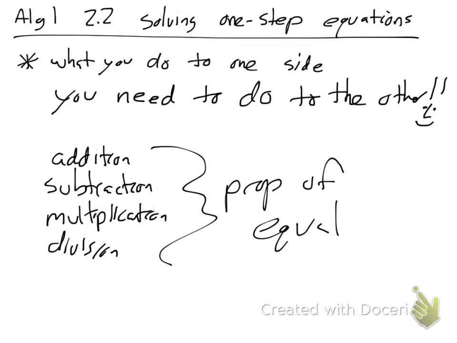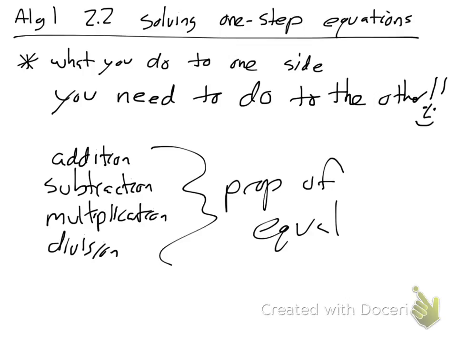Think of it this way. You and I, right now, have the same amount of money in our wallet. Let's just say we both have $5. If I add $2 to the amount I have, are we the same? No. But if I add $2 to me and $2 to you, are we still the same? Yes. That's the addition property of equality.